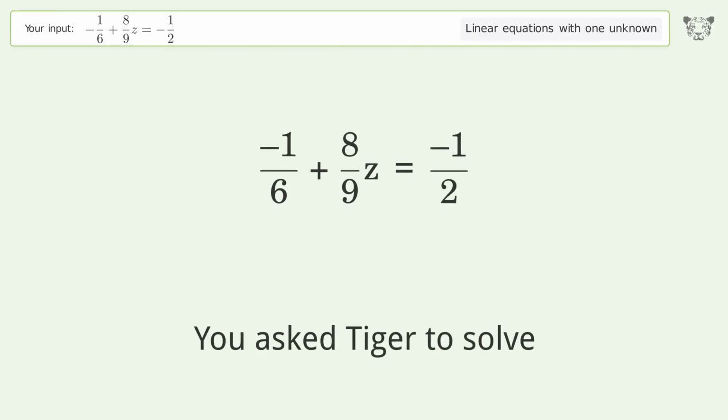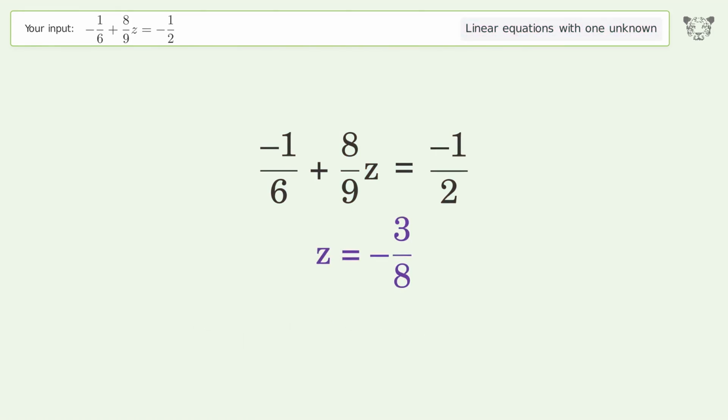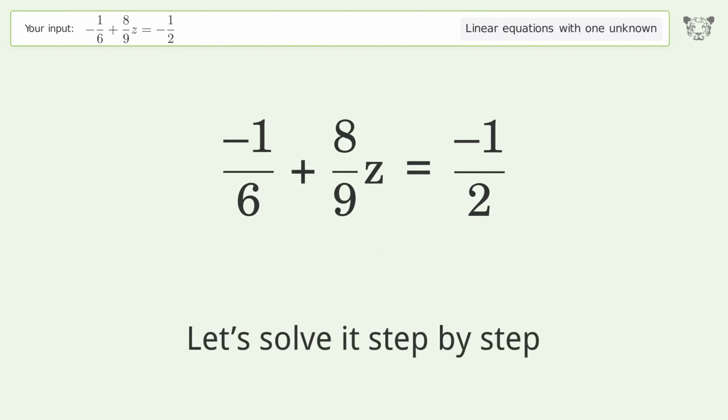You ask Tiger to solve this. This deals with linear equations with one unknown. The final result is z equals -3/8. Let's solve it step by step.